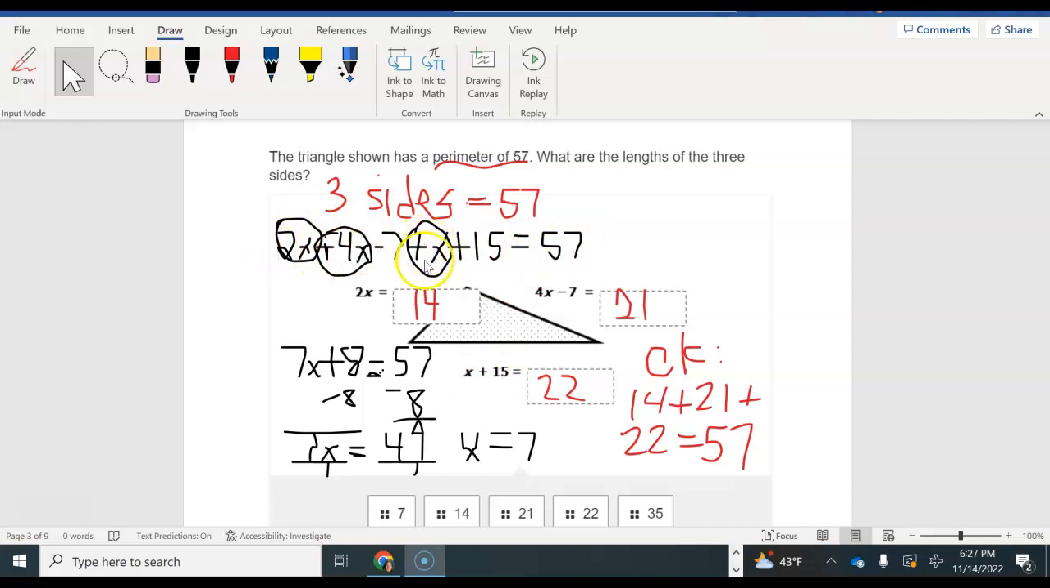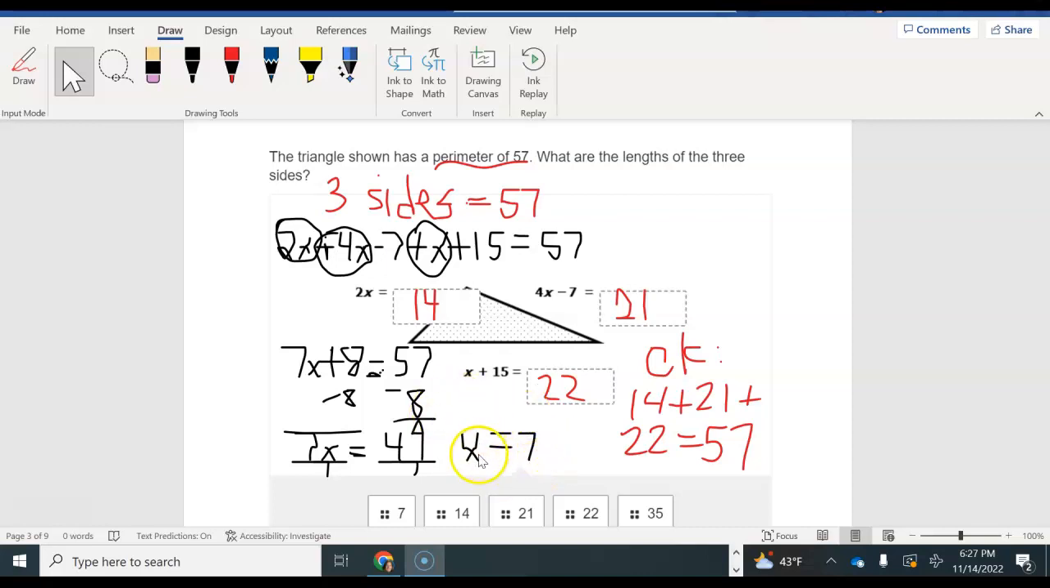Then I'm going to combine like terms. So 2 plus 4 plus 1, or let's see, is that a minus 4? No, plus 4. 6 plus 1 is 7. So 7x. And then negative 7 plus 15 is 8. And that still equals 57. Subtract 8 from both sides. 7x equals 49. Divide by 7, x equals 7.